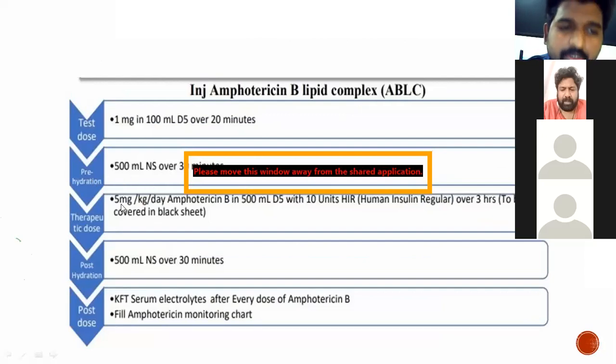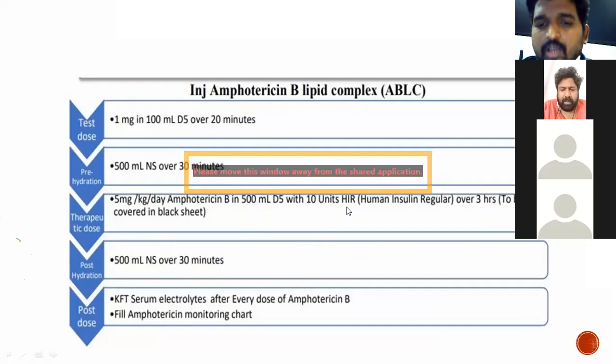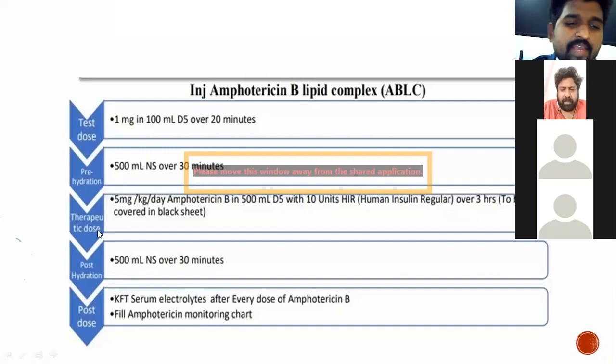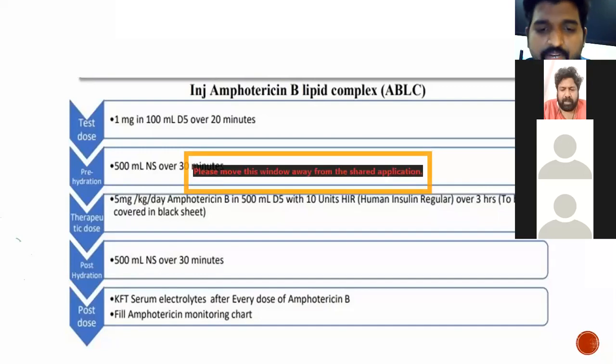Then you have to give a therapeutic dose of 5 milligram per kilogram per day of amphotericin B in 500 ml of D5 along with 10 units of human regular insulin over 3 hours. After the injection also, to avoid toxicity, you once again hydrate the patient by giving NS over 30 minutes. Then once again you monitor the KFT, urea, creatinine, and serum electrolytes after every dose of amphotericin B, and you fill the chart and monitor the patient daily.